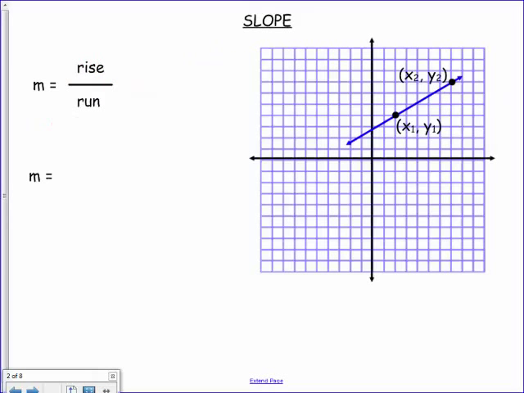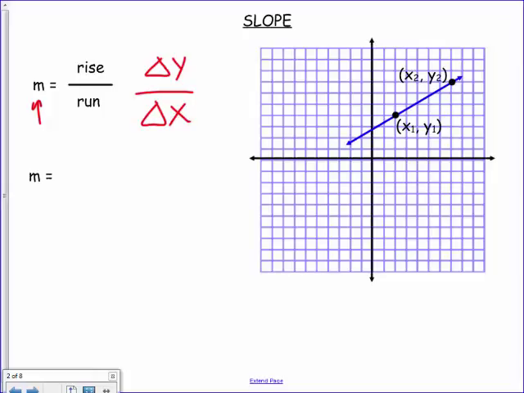So for the formula that we're going to write for slope, we need to represent slope somehow. We're going to use the letter M to represent slope. And we have to remember that slope is always rise over run, or the change in the y's over the change in the x's. Right? We use that triangle to represent change. It just means you subtract.